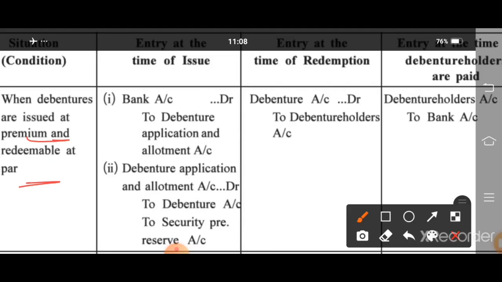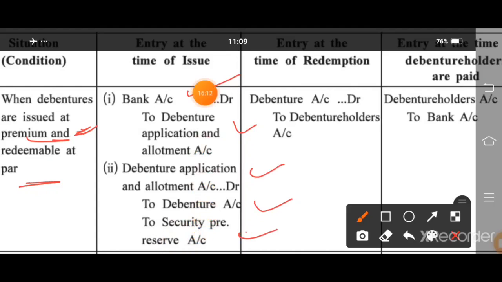Okay, entry for this. Bank account debited. Here we are issued at premium, so premium money is there. Bank account debited. We are calling all amount at the time of application. Bank account debited to debenture application and allotment money account. Then second entry, debenture application and allotment account debited to debenture account, and whatever premium amount is there, write down here to security premium reserve account.